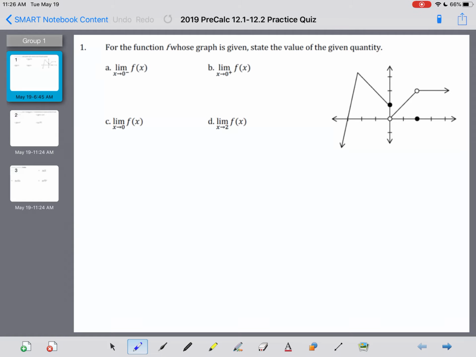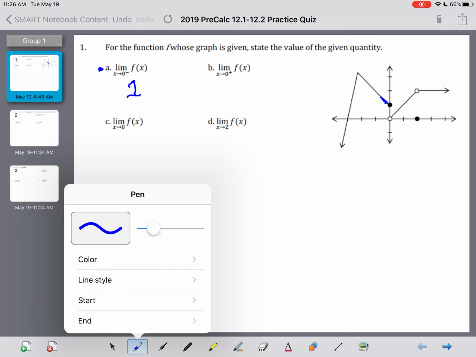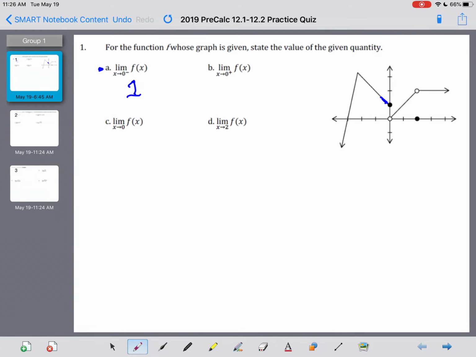So first of all, for the function f whose graph is given, state the value of the given quantity. We're looking at f of x as x approaches 0 from the left. So we're looking right here, and it looks like we're at 1. Now we're approaching f of x from the positive side, or the right-hand side, and it looks like we're going to get 0.